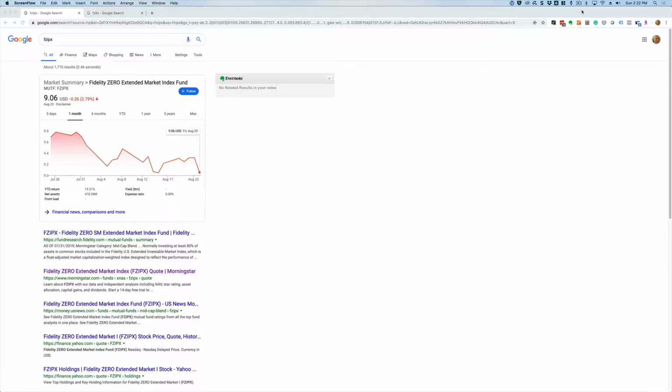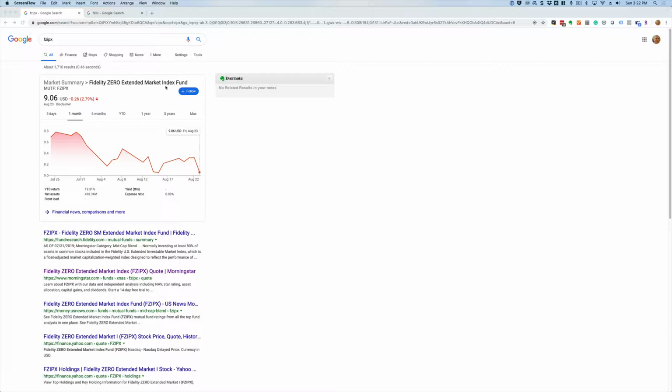The first one, the ticker as you see on the screen here, I've Googled it, FZIPX. It's amazing what information you can get just from entering a mutual fund's ticker symbol into Google. It pulls it right up, and we see this is the Fidelity Zero Extended Market Index Fund.